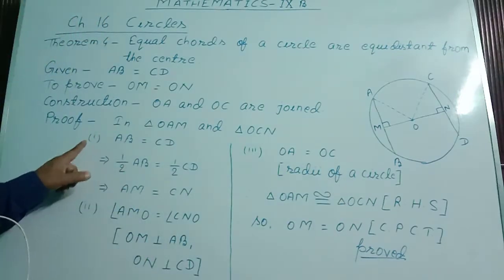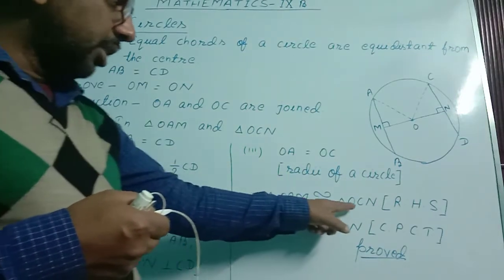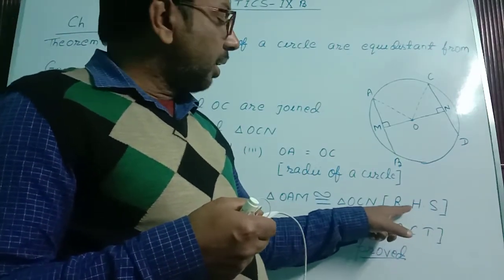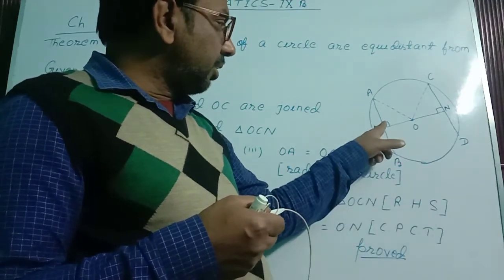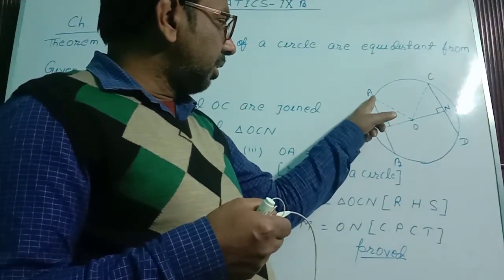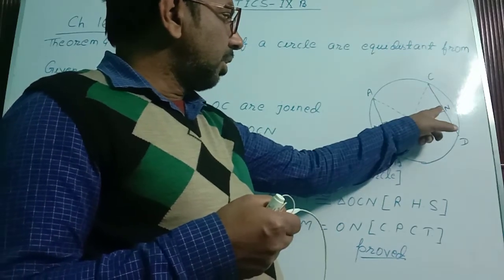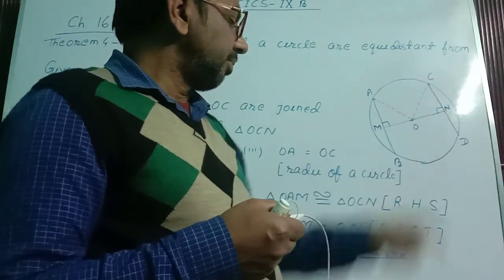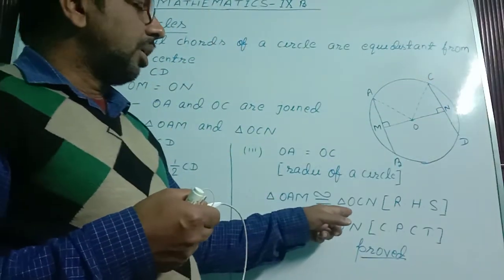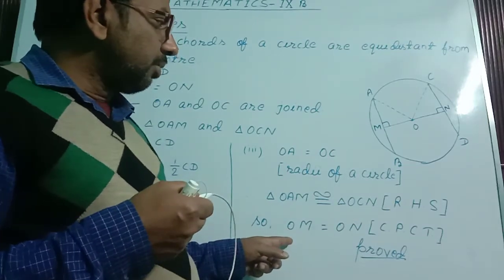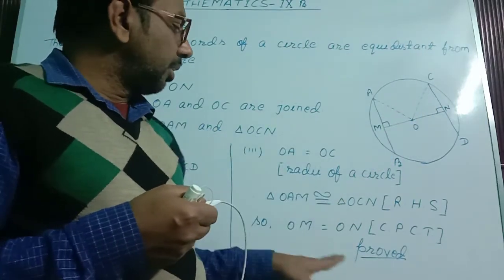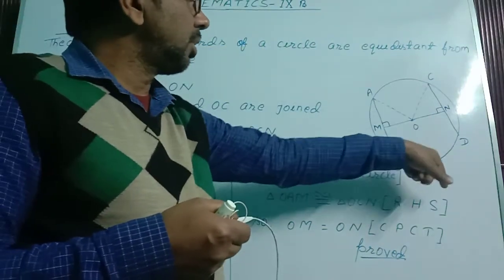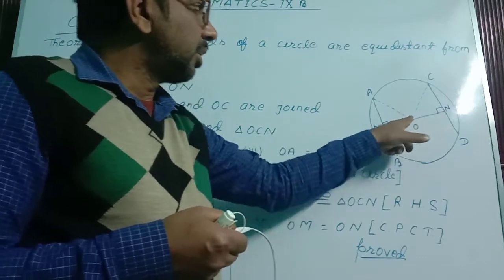So we got three conditions to say these two triangles are congruent, from the RHS property: right angle, hypotenuse, side. Here right means right angle, hypotenuse and side. So these two triangles became congruent by RHS. So from CPCT we can say OM equal to ON. That was asked to prove. It means equal chords are equidistant from the center of the circle.